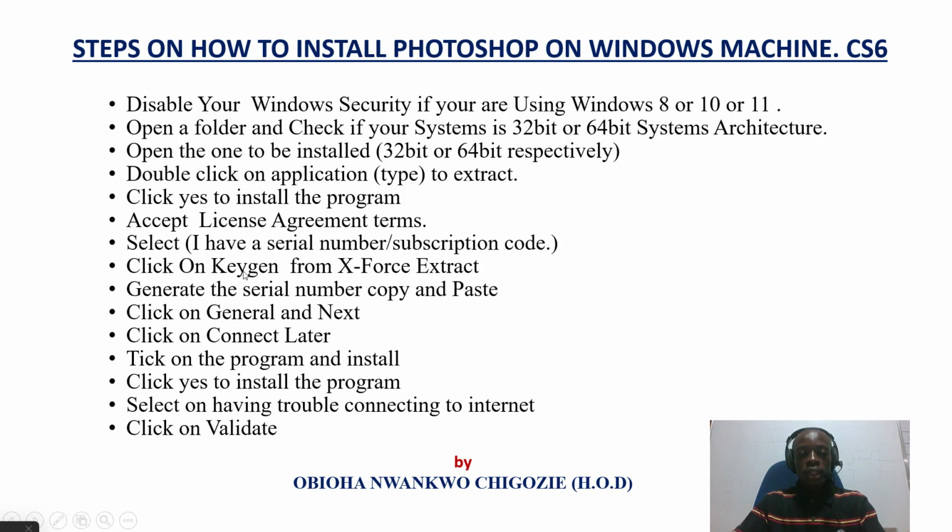Select I have a serial number or subscription code. Then click on the keygen to extract it. Generate the serial number, copy and paste it. Click on general and next. Tick on the program and install. Then click yes to install the program. If there are so many packages in the program, you need to select the specific one that you want.